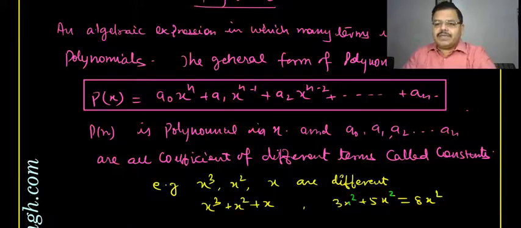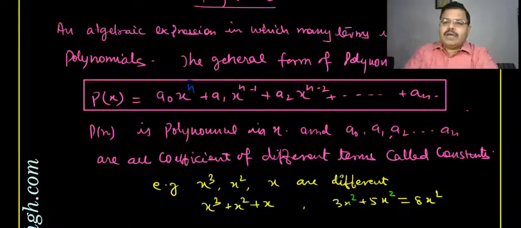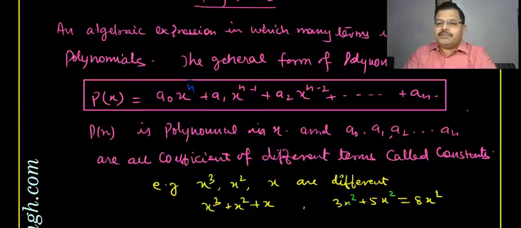One thing must be clear: x cube is entirely different from x square and then x. Similarly, here the powers are different: n, n minus 1, n minus 2, and similarly n minus 3, up to the end. Where the power of x is absent, it is considered to be 0. So the power decreases from n to 0, x to the power 0. Here only the constant term is there.